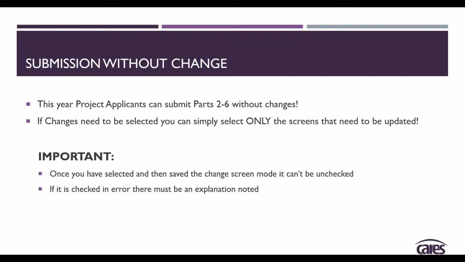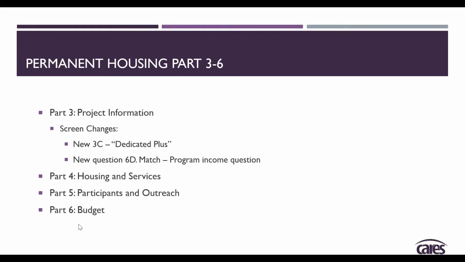So eSnaps is not able to unselect things. So if you thought that you needed to make a change on a page and you clicked it, you said submissions with changes and you click it, you can't unclick it once you save it. So if you do that by error, again, in the box where it's asking you to explain your changes, just put an error was made, no changes made. And again, it just pushes the process of their review quickly through.